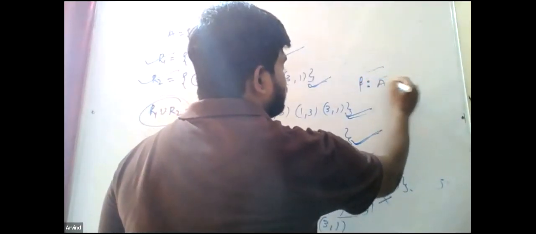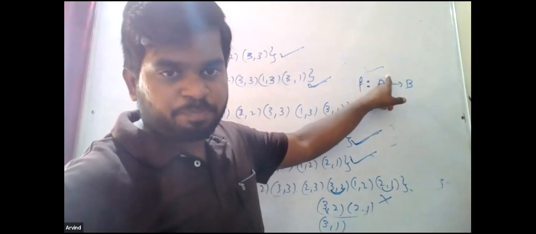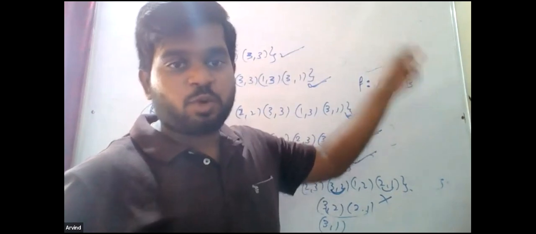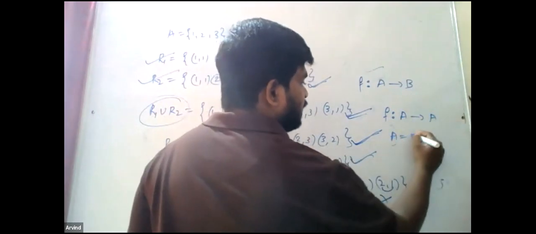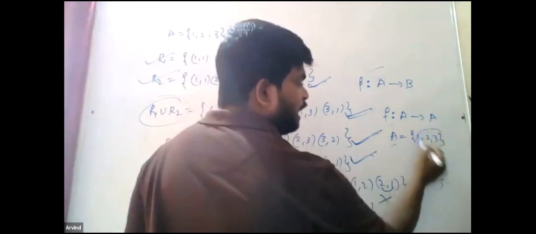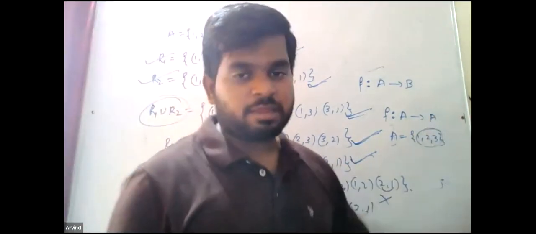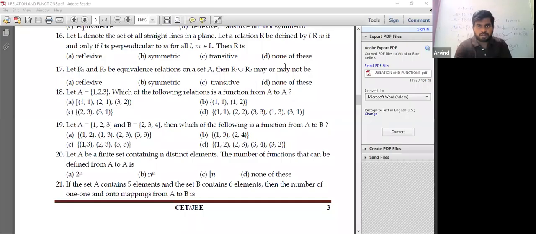I defined it. F is said to be a function from A to B if every element of A is uniquely related to B. Every element in A should be uniquely related to B. But our question asks if it is a function from A to A. In the set A we have 1, 2, 3. Every element of A should be uniquely related to B; here, in place of B, there is A. So let's check which is the correct option. Observe carefully, it is very, very easy.